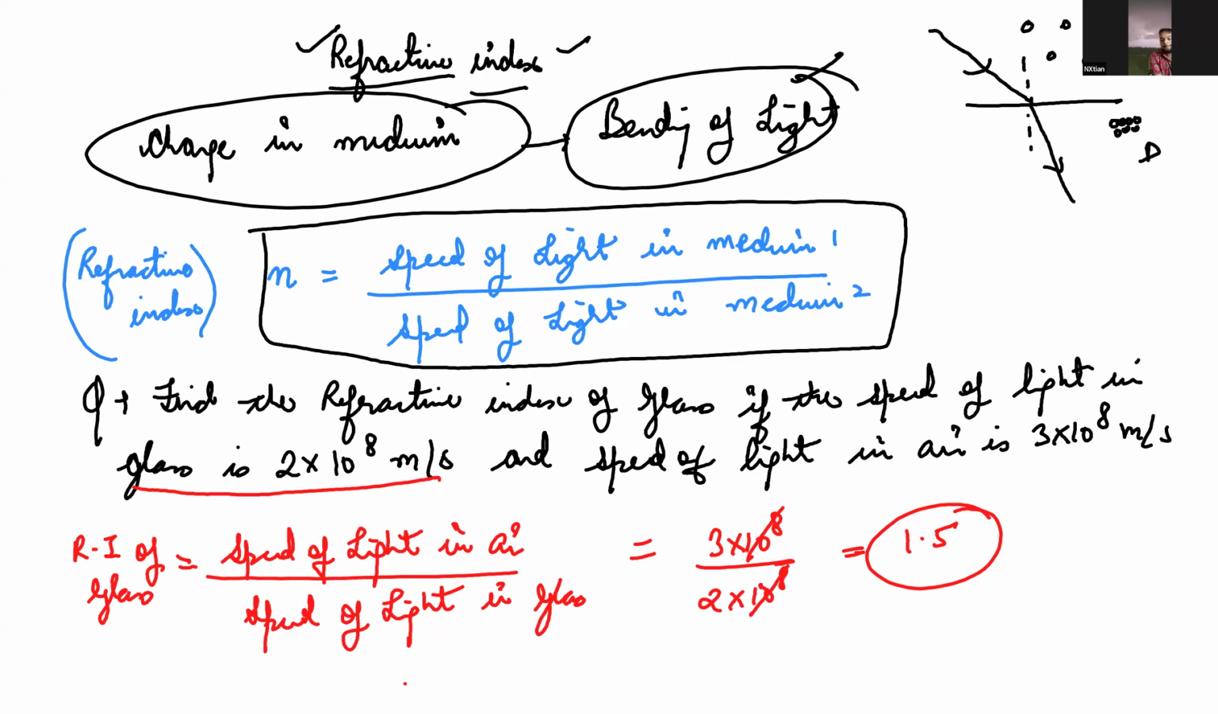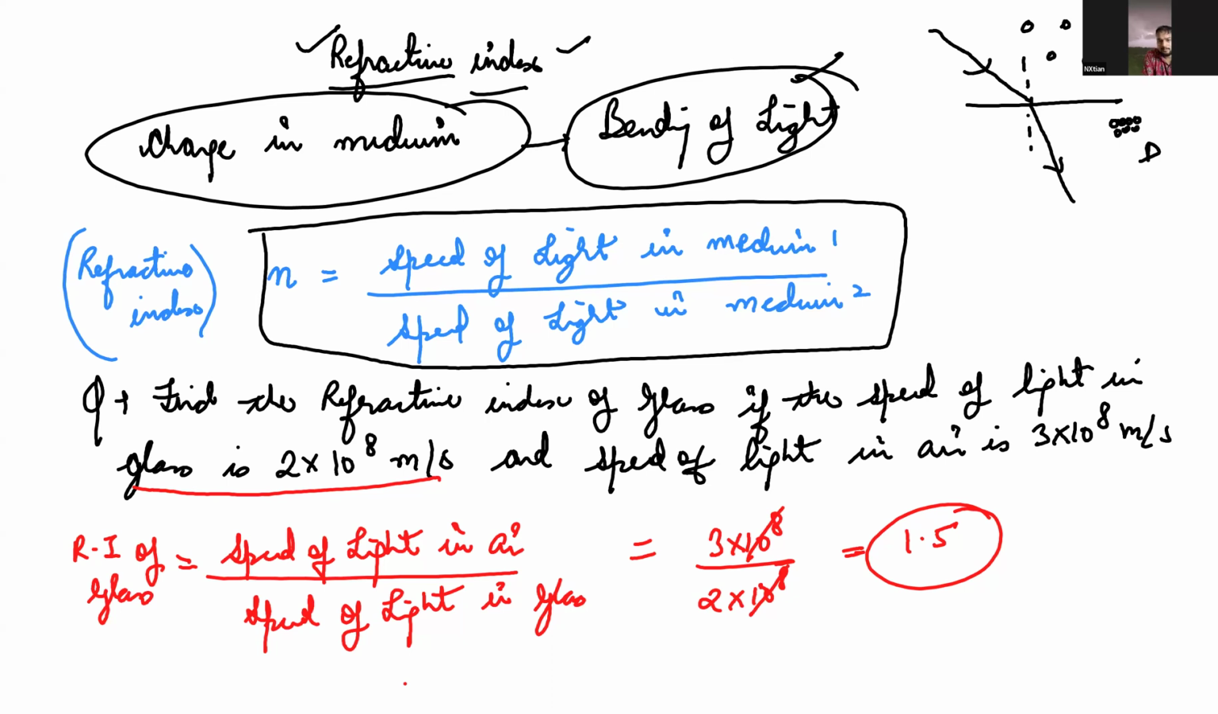Done, sir. Okay, write one question. Find the speed of light in diamond, if the refractive index of diamond is 2.42, and the speed of light in air/vacuum is 3 into 10 to the power 8 meter per second.